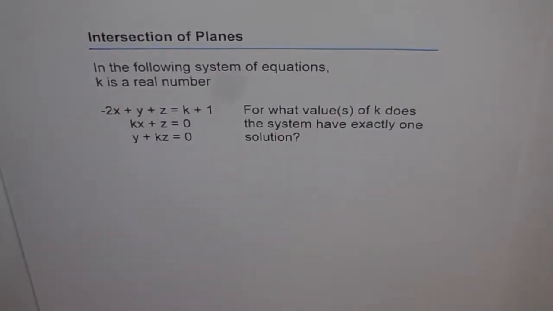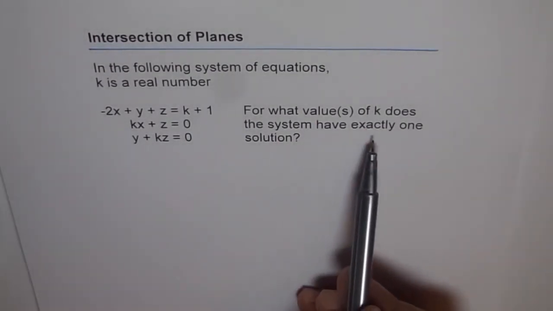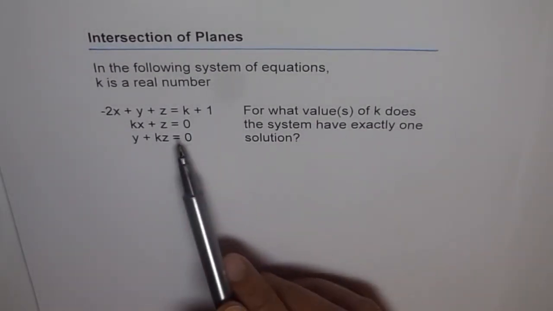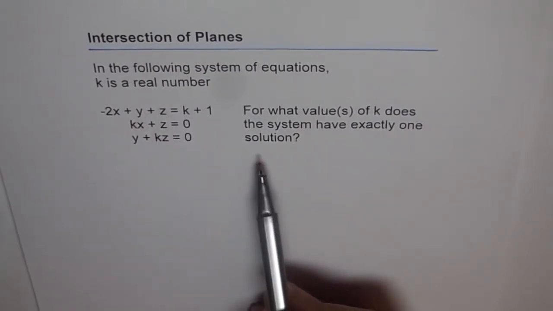Intersection of planes. In the following system of equations, k is a real number. Minus 2x plus y plus z equals k plus 1, kx plus z equals 0, and y plus kz is 0. For what values of k does the system have exactly one solution? That's what you have to figure out. For what values of k will this system have exactly one solution?